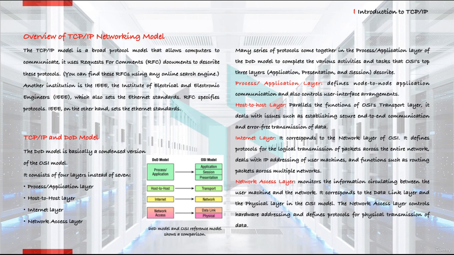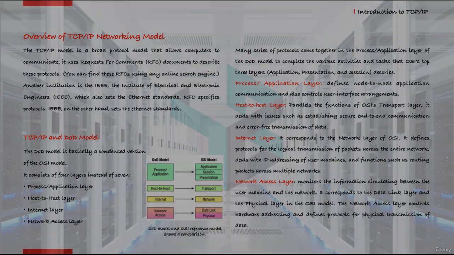The host-to-host layer is parallel to the transport layer of OSI, dealing with issues such as creating secure end-to-end communication and error-free transmission of data. The internet layer corresponds to the network layer of OSI, defines protocols related to the logical transmission of packets throughout the entire network, deals with the IP addressing of user machines, and functions such as routing packets across multiple networks are performed at this layer. The network access layer, on the other hand, monitors the information circulating between the user's machine and the network, corresponding to the data link layer and physical layer in the OSI model. The network access layer controls hardware addressing and defines protocols for the physical transmission of data.